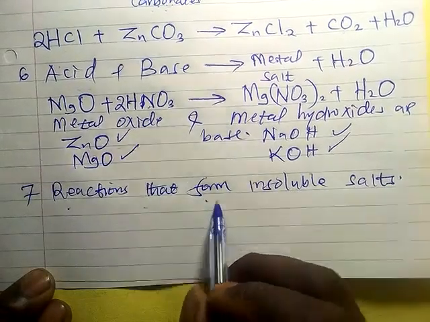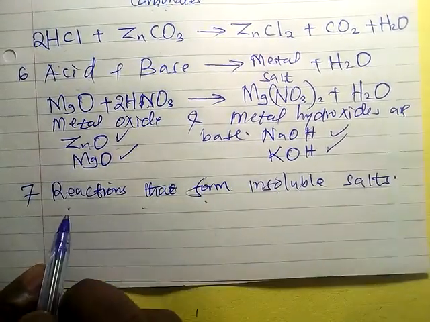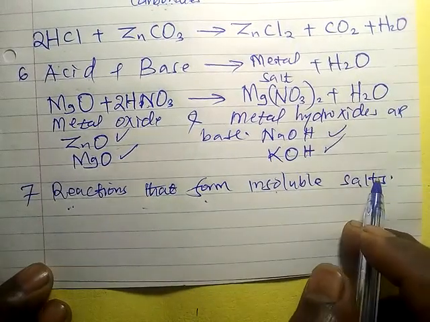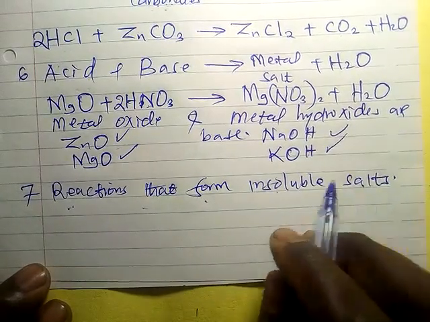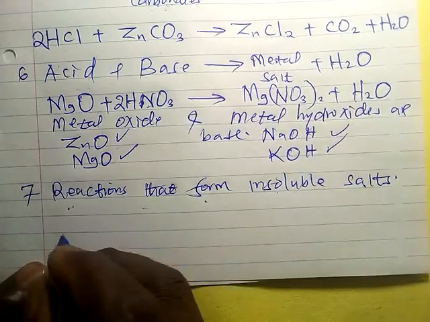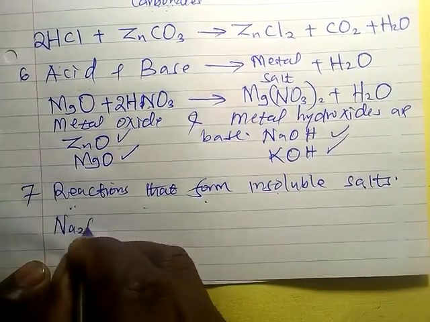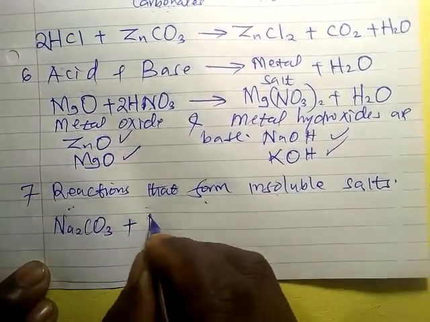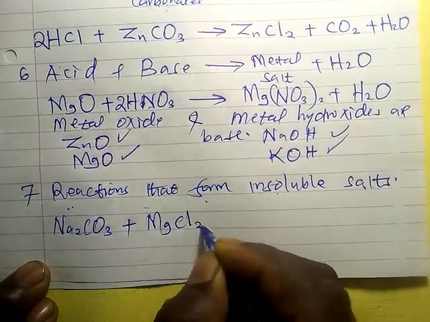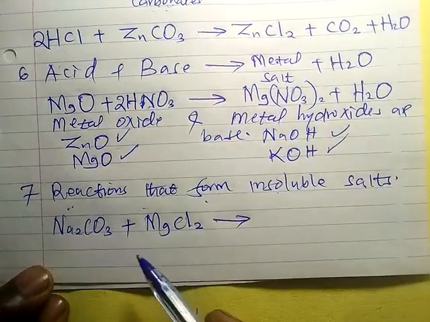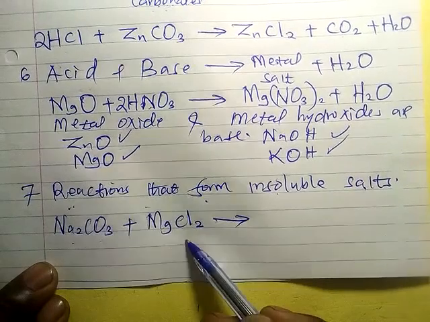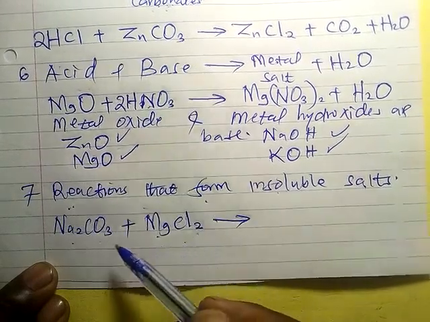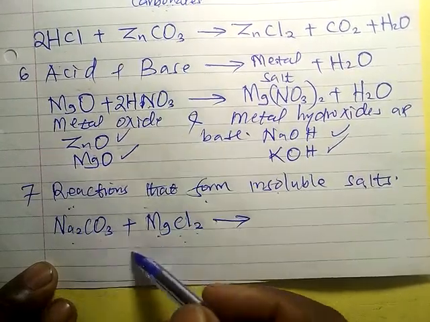Reactions that form insoluble salts. So for those reactions that form insoluble salts, you should know what the products are. For example, I'm going to give an example: sodium carbonate plus magnesium chloride. Now sodium carbonate is reacting with magnesium chloride. This is a double decomposition reaction or a precipitation reaction.